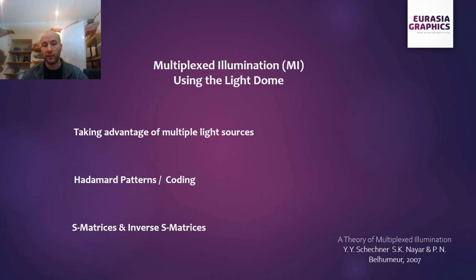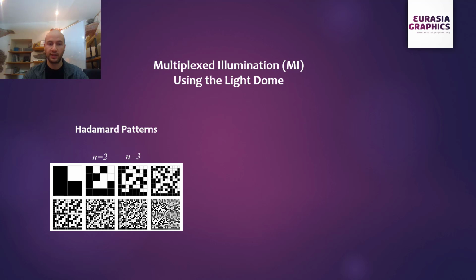And then inverse S matrices are used to reconstruct single images. So as a result, it looks as if the scene was illuminated with a single light source only, but with improved results. So a Hadamard pattern would look like this, and black and white squares represent lights turned on or off at the same time, but having the same values is irrelevant.